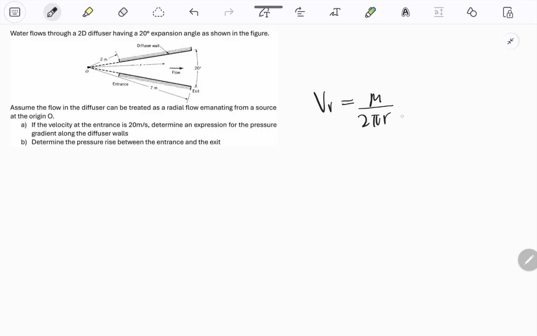2 pi r is literally our circumference, so we're looking at around the circumference. If this is a source and flow is coming out like that, we're looking at how much flow is getting out of that source. So this is a very beautiful resource that we need. Then we need Bernoulli's. I think Bernoulli says something really beautiful.